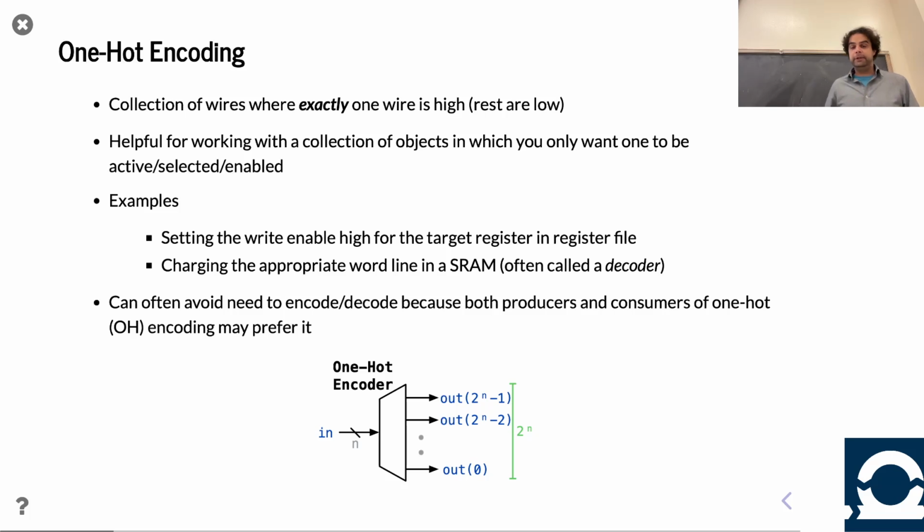Or inside of an SRAM memory, you're only going to be writing one row. That's the word line, and that's also going to have only one of those be true. That's often referred to as a decoder in an SRAM, where somebody takes in the row number and then it turns on only that wire.